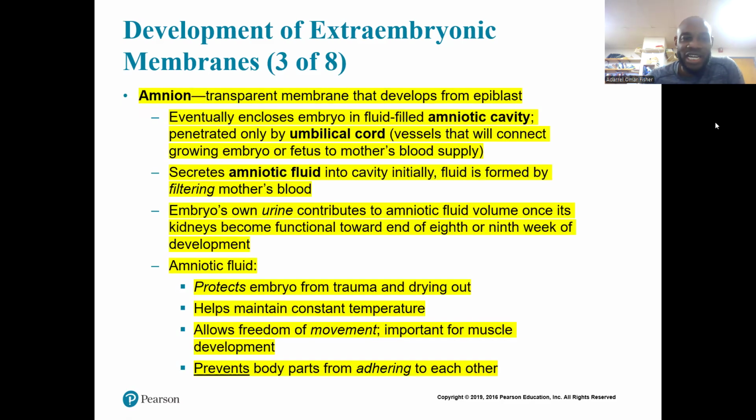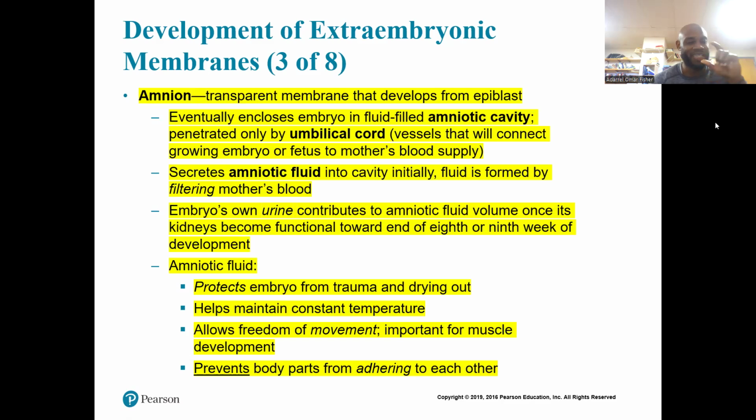The amnion, a transparent membrane that develops from the epiblast, will eventually enclose the embryo in a fluid-filled amniotic cavity. I'm sure you've all heard of the amniotic sac. This fluid-filled amniotic cavity is penetrated only by the umbilical cord, which connects the embryo, or the fetus if you want to call it that, to the mother's blood supply. The sac that surrounds the embryo secretes amniotic fluid. The fluid is formed by filtering the mother's blood.